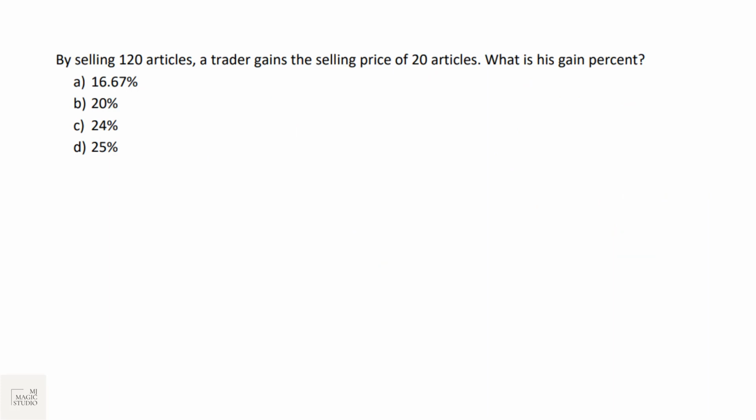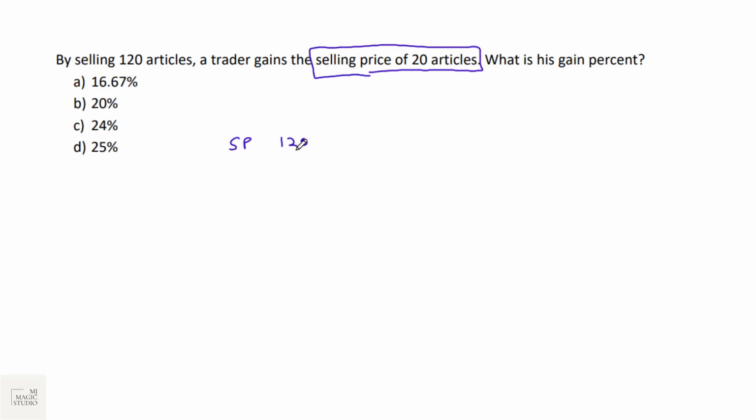One more from profit and loss, and we should try to go again with rule 4. Let's see how. By selling 120 articles, a trader gains the selling price of 20 articles. Then what is the gain percent?